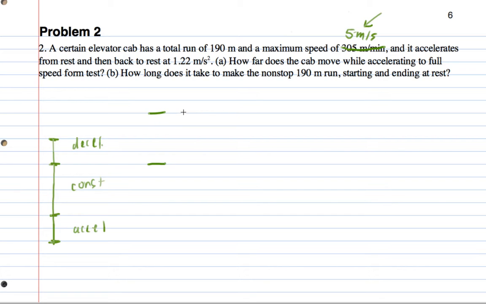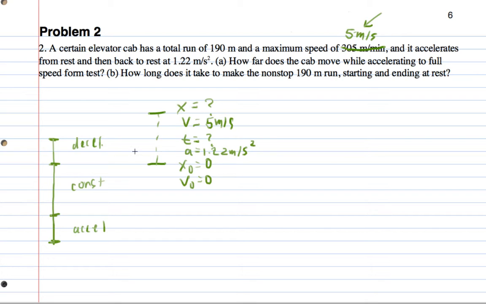So I'm going to say here, I don't know what distance I'm going to be at when I get up to 5 meters per second, but I do know that my speed will be 5 meters per second. I know that my position is 0. I know that my initial velocity is 0. I don't know my time, but I do know my acceleration is 1.22 meters per second squared.